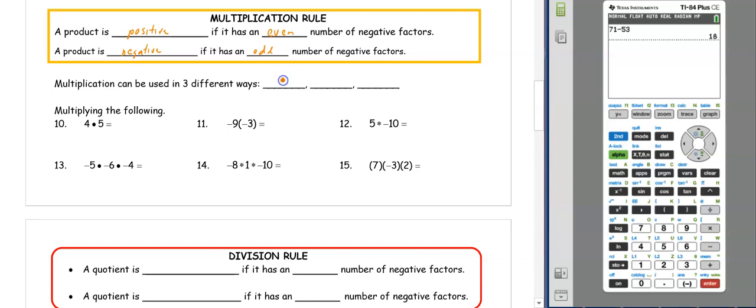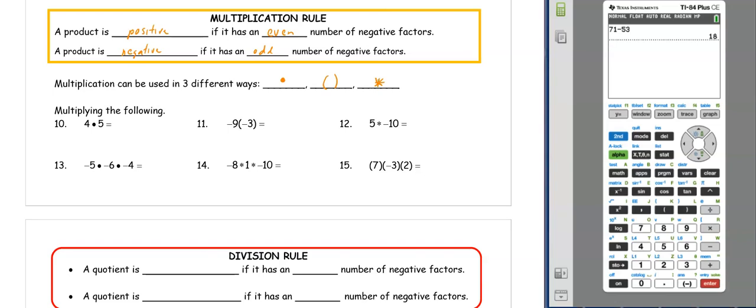So multiplication can be written in 3 ways. We can have it as a dot, we can use parentheses, or we can use star. Now, in middle school, and before that, they were using x. We're going to get away from using x because in our future units, x is going to become a variable, and then it gets a little confusing as, is this a multiplication or is this a variable? So we're going to get away from using x.